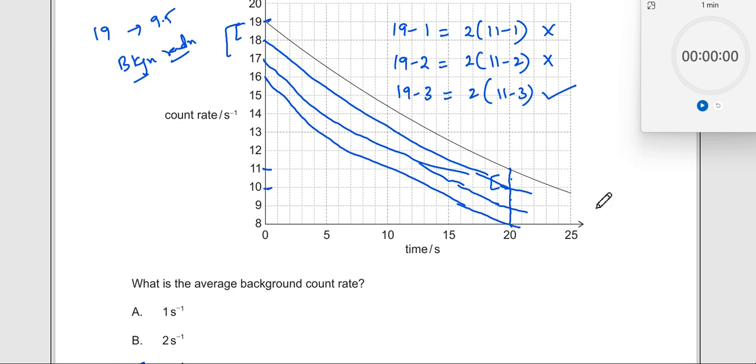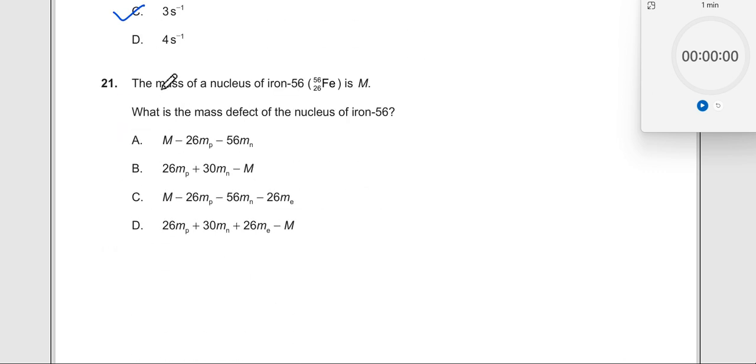Okay. So this is how you solve a problem. There is no direct mathematical relationship here. You need to do it only with your trial and error method. Okay. Let us move on to the next question, which is 21st.